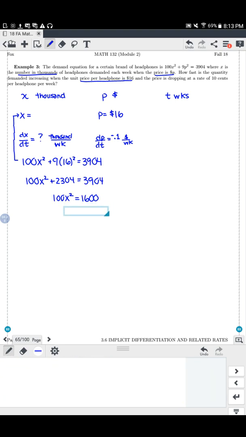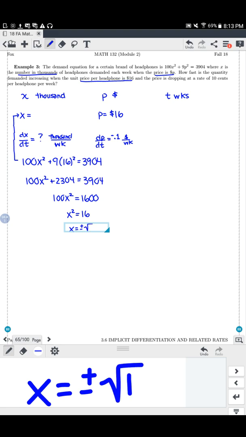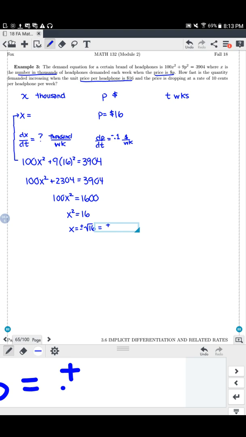Next thing, to get X by itself, I'm going to divide both sides by 100. So X squared must be 16. And now I'm going to take plus or minus the square root of both sides. So X equals plus or minus the square root of 16. So the X value is either positive or negative 4. And I want to figure out which one it is, or if it could possibly be both.